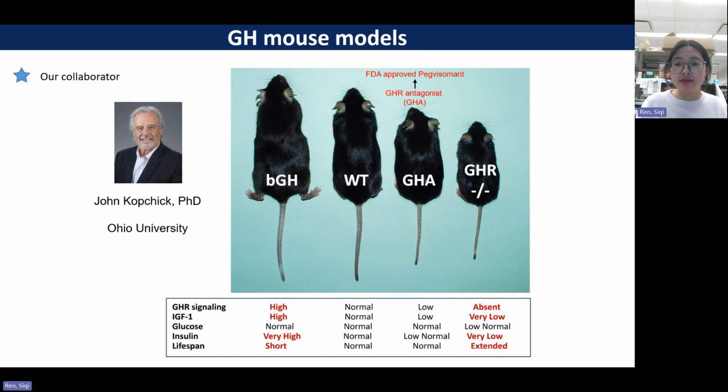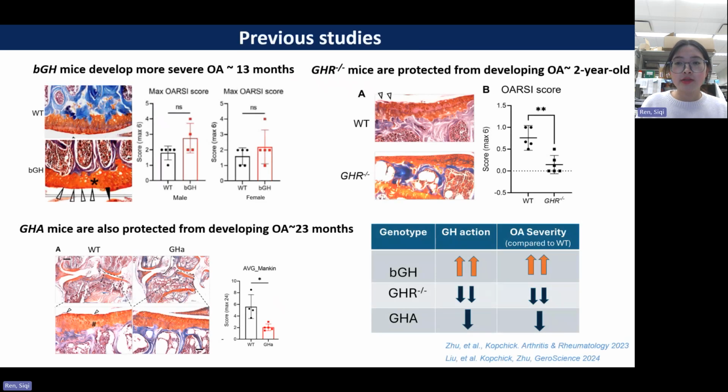GHR knockout mice completely lack the growth hormone receptor, resulting in very low IGF-1, insulin resistance, and an extended lifespan. In our lab's previous study, we also found a clear difference in OA progression in these mouse models, showing that growth hormone plays an important role in joint degeneration, in joint health.